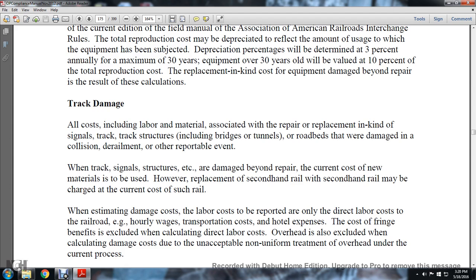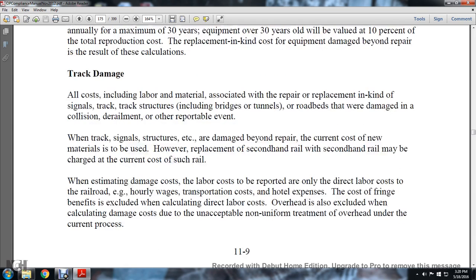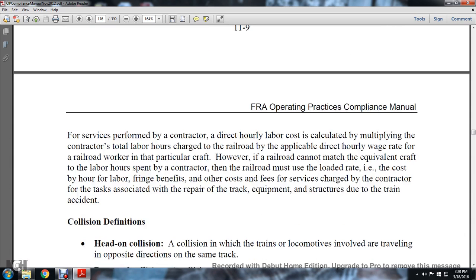When estimating damage, the labor cost will be reported only as the direct labor cost of the railroad, for example hourly wages, transportation costs, and hotel expenses of the crew. Fringe benefits are excluded when calculating direct labor costs, and overhead is excluded when calculating damage costs, except for acceptable nonuniform treatment overhead under the current process.